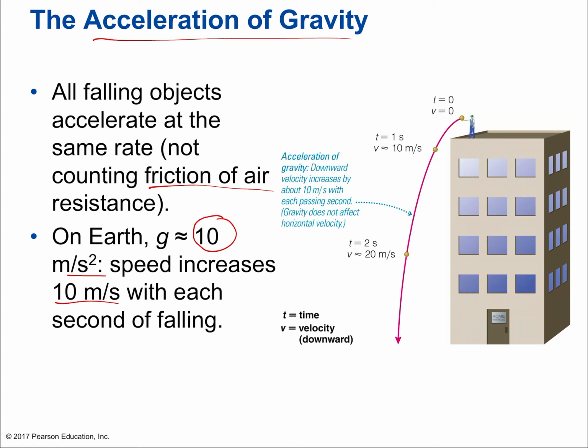So if I drop something off the edge of a building, at first it's at rest. So at t equals 0, the velocity is 0 because you just dropped it. You didn't throw it down. After free fall for 1 second, it's sped up to 10 meters per second. After it's been in free fall for 2 seconds, it's sped up to 20 meters per second. If it was in free fall for 3 seconds, it'd be 30 meters per second. So it speeds up at that rate. That's a constant acceleration. So that means you always expect the same change in velocity every subsequent second.